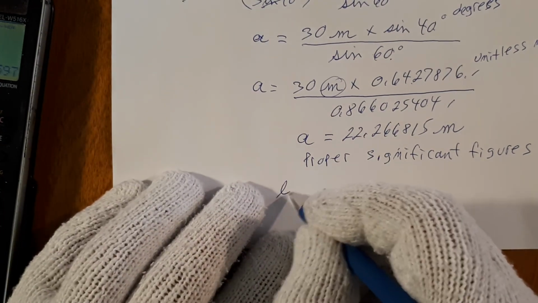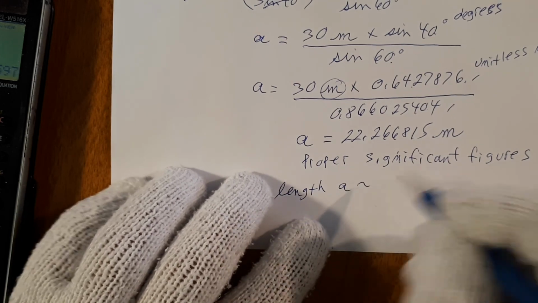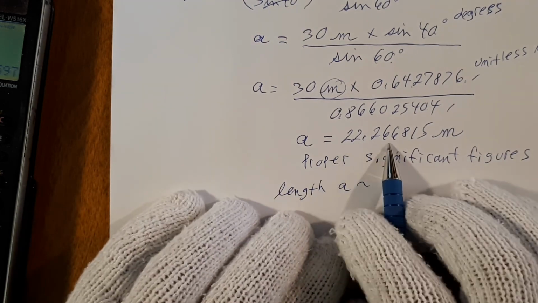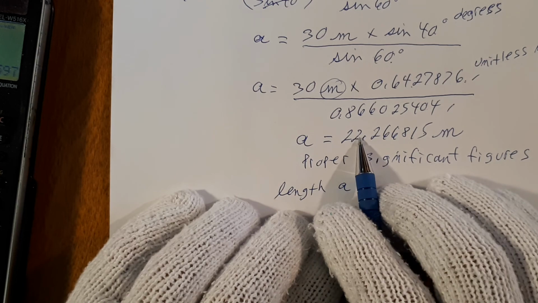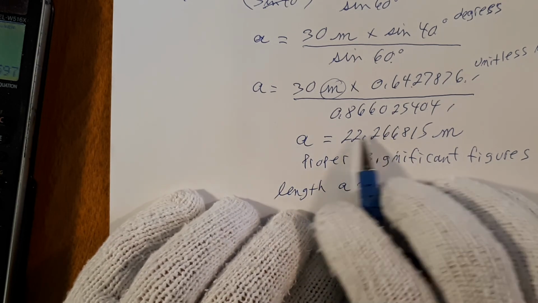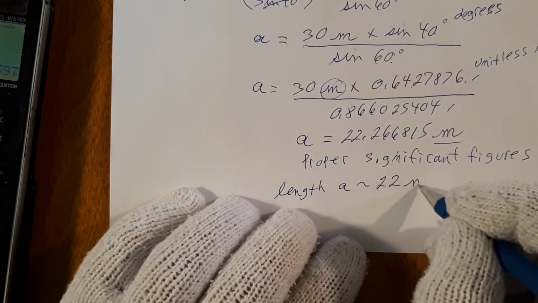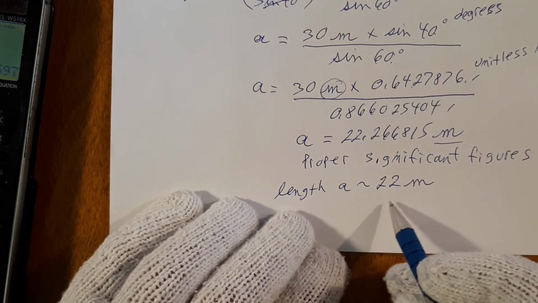Therefore, length of side A approximately equal to, reducing this to 2 significant figures, 1 and 2. Look at the third one. Less than 5 round down, greater than 5 round up. So less than 5, we're going to say 22, and the unit is the meter. Length of side A is approximately 22 meters.